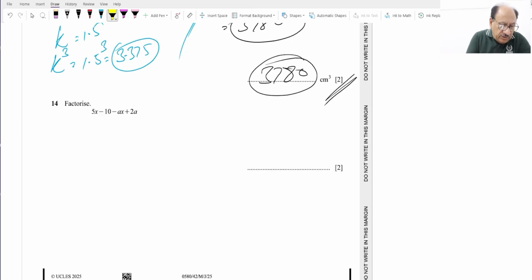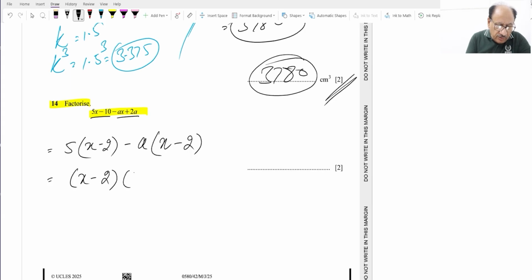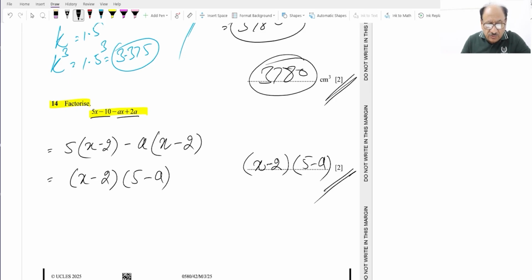Now question number 14 is factorize this. We need to group the like terms. And what are the like terms? We can make this pair. So 5 is common from the first pair, so inside will be x minus 2, and minus a we can take from the other pair. So it will be x minus 2, because the minus has gone out. So this will be x minus 2, and further we can write (x minus 2)(5 minus a), and this will be our answer for this part as well.